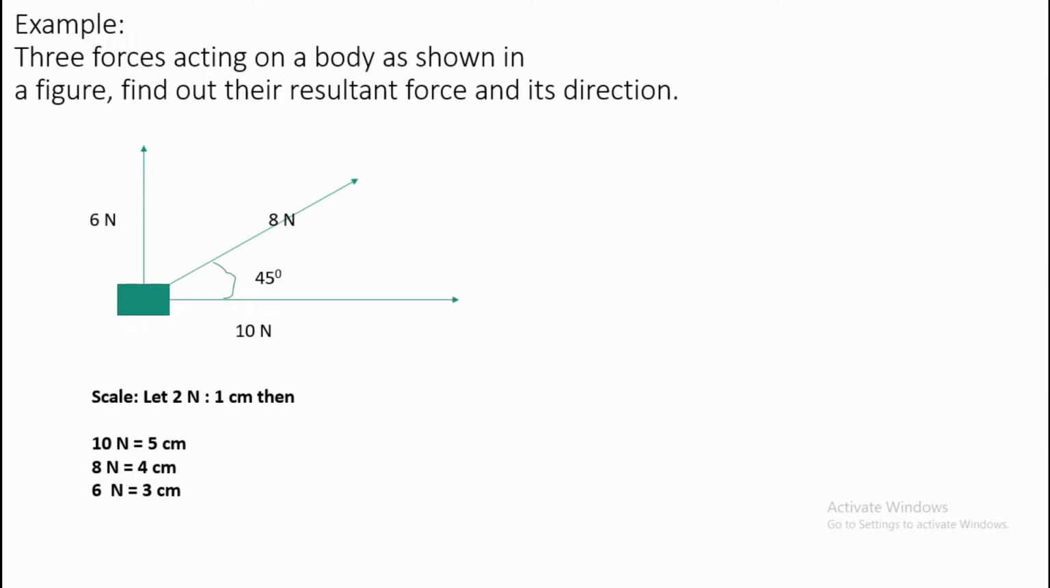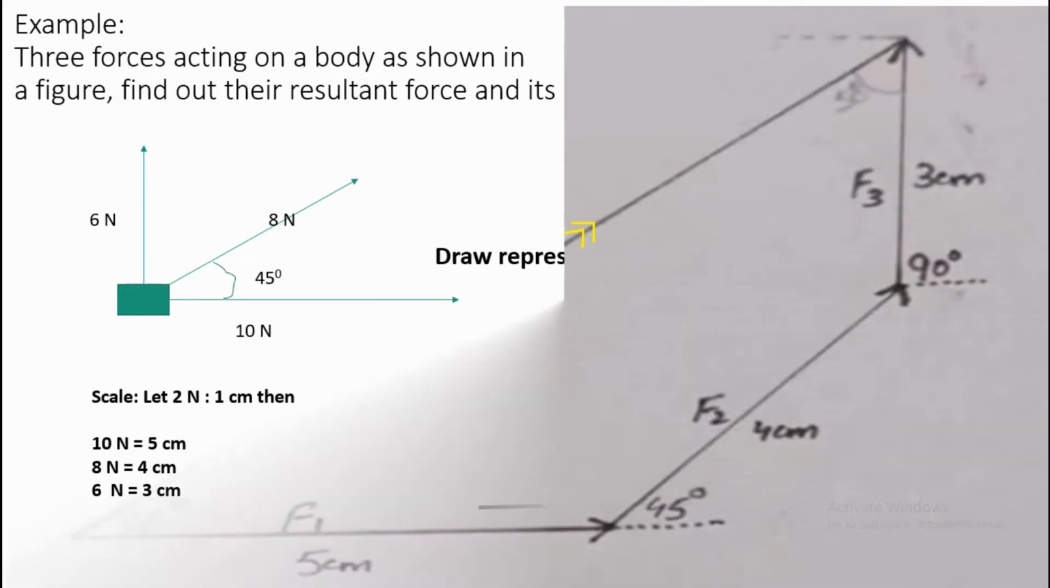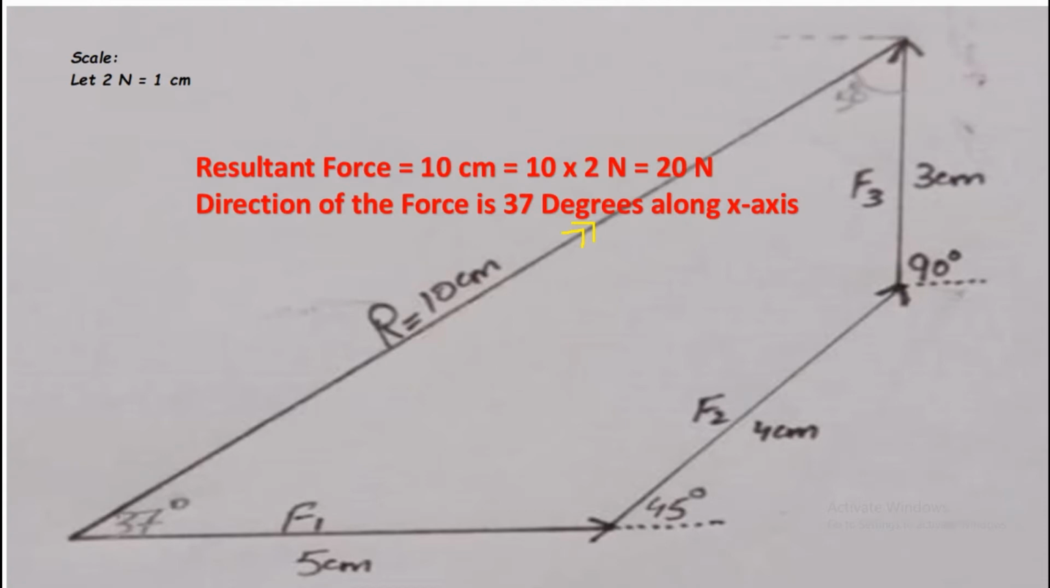Now we draw the representative lines for these vectors. So this is the first vector along the x-axis, the second vector 8 Newton, which is 4 centimeter, and the third one, which is 6 Newton or 3 centimeter, perpendicular to the x-axis. Now let's join them by using the head-to-tail rule. So the result we get is this. We draw all the vectors and we join the tail of the first vector with the head of the last, and we get the resultant equal to 10 centimeter. Now we are going to rescale it. As we took 1 centimeter as 2 Newton, the resultant force will be 10 multiplied by 2 Newton, which is 20 Newton. And the direction is 37 degrees along the x-axis. So this is an example which is solved with the help of the head-to-tail rule.